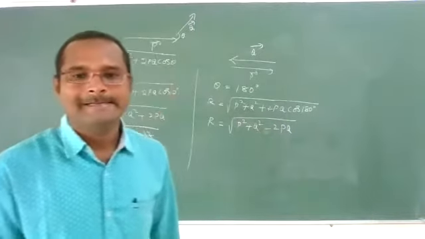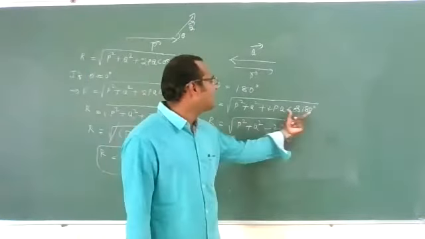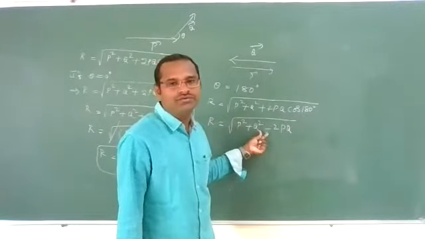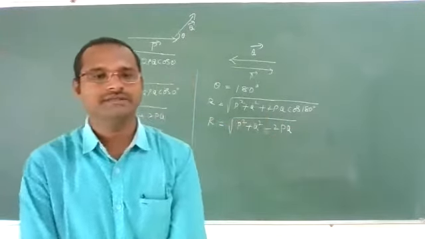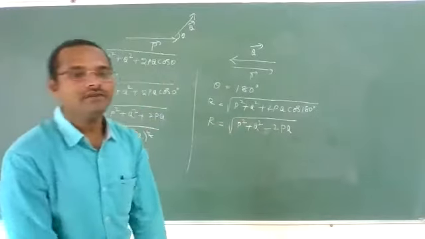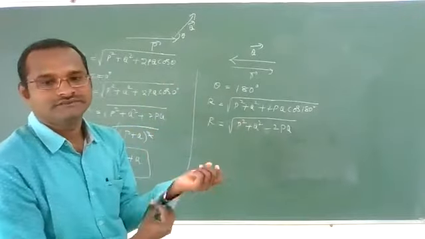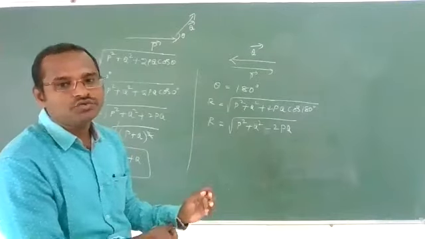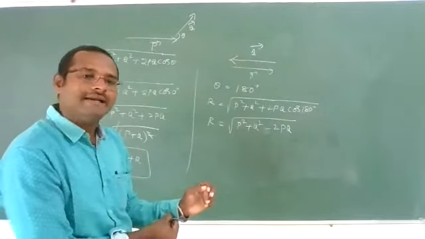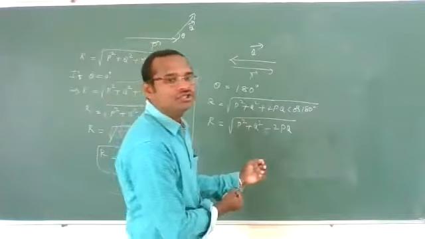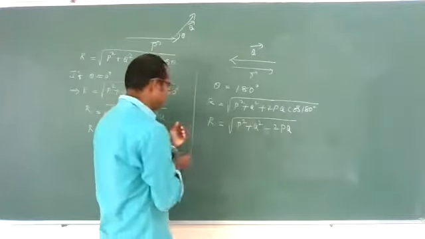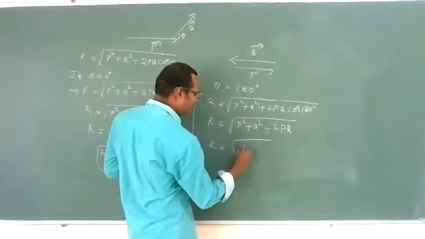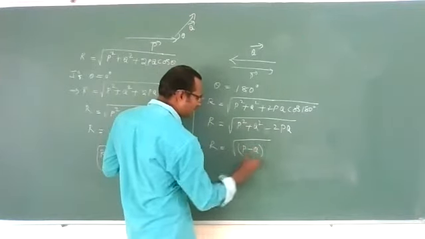Why am I writing minus here? Because cos of 180 degrees is minus 1. Minus 1 into 2pq is minus 2pq. Clear? That means p square plus q square minus 2pq can be written as p minus q whole square. That means R will become square root of p minus q whole square.